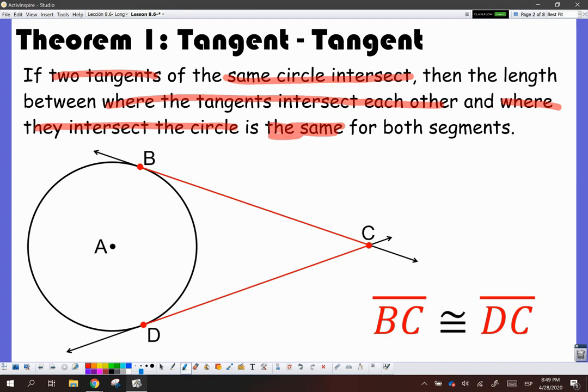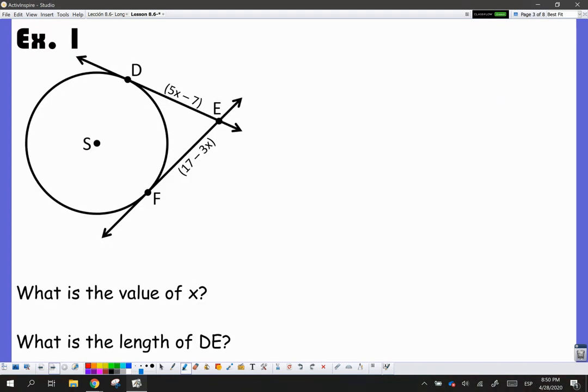So what that's basically saying is between the point of intersection and the point where these tangents cross the circle or touch the circle, these segments right here are the same length, which means they are congruent to each other. So we can use this property to solve a couple of problems. Let's take a look at an example of how we use this theorem.